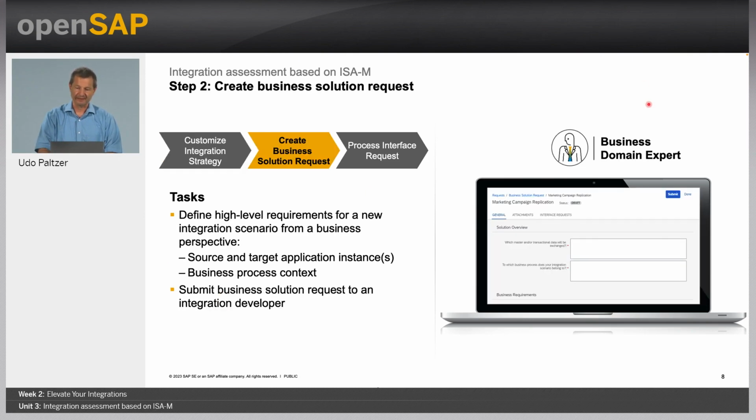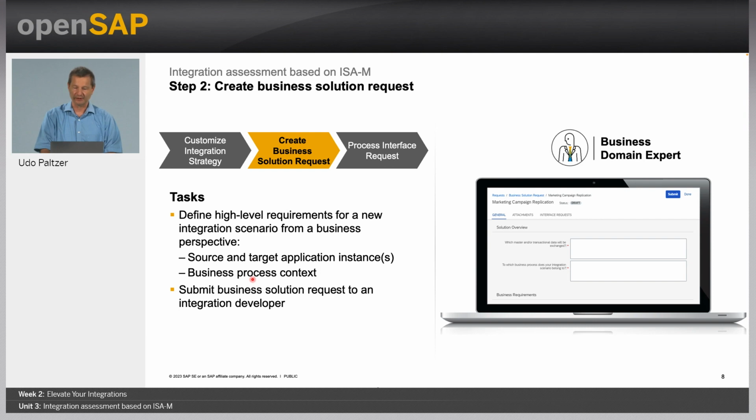In a second step, we would switch the hat and hand over the next task to the business domain expert. And the business domain expert would then, on a very high level, define the integration requirement, the integration scenario for a certain business use case, for example, define which are the source and target applications that shall be integrated, and which is the integration use case, the business process context, basically. And this is done as part of a so-called business solution request or questionnaire.